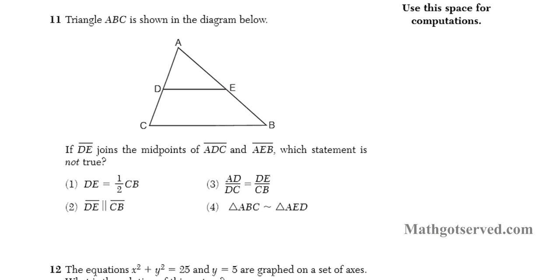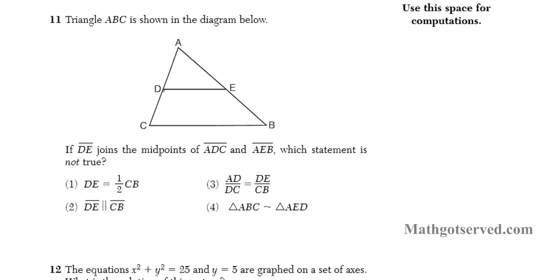All right, so let's go ahead and take a look at question number 11. It says triangle ABC is shown in the diagram below. If DE joins midpoints of AC and AB, which statement is not true? Okay, so let's take a look at what we have here.